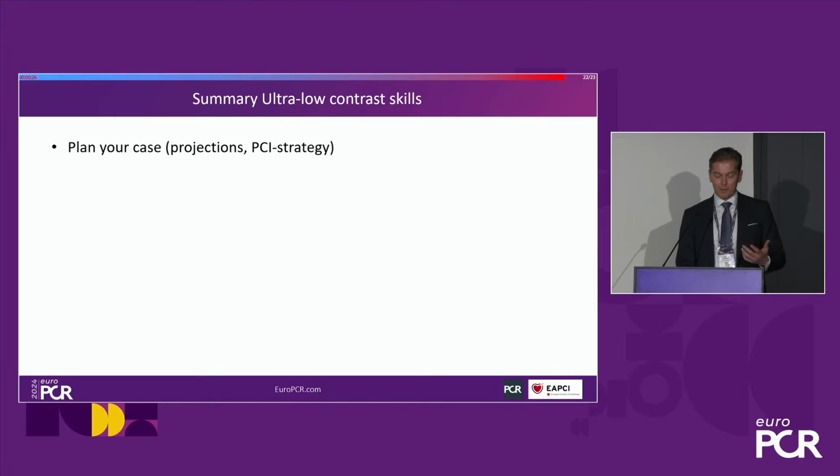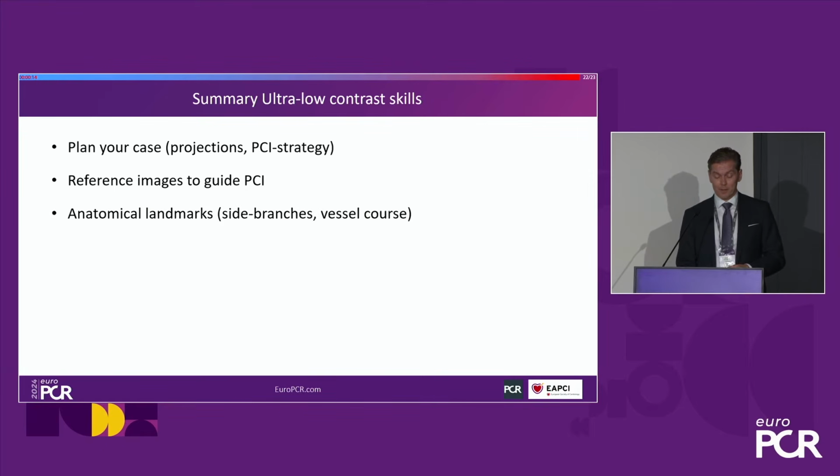So, if I may summarize this, it's really about planning your case, knowing which projection you work with and what kind of PCI strategy you want to use. Use the reference images. These are really easy tips that don't cost anything at all. Also identify the anatomical landmarks such as side branches and the vessel course, and you can use a wire to really find those anatomical landmarks. Obviously, imaging using IVUS is really important because it provides you with a safe way that is better than angio-based PCI. We know this regardless of CKD or not.